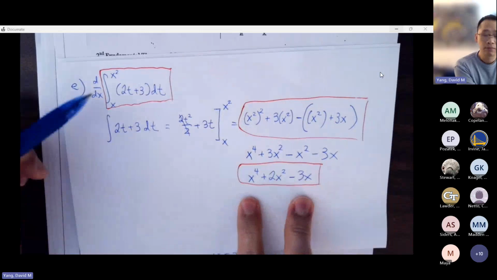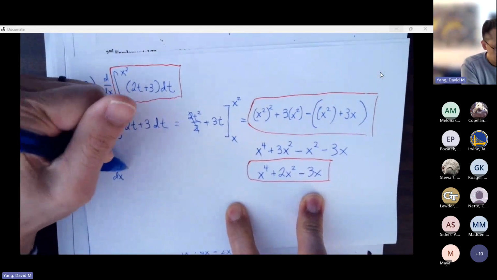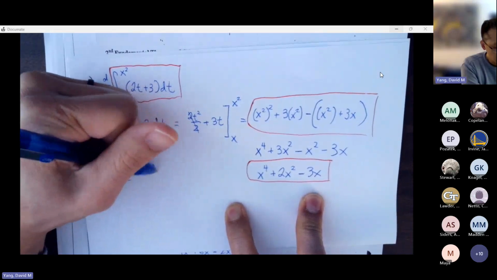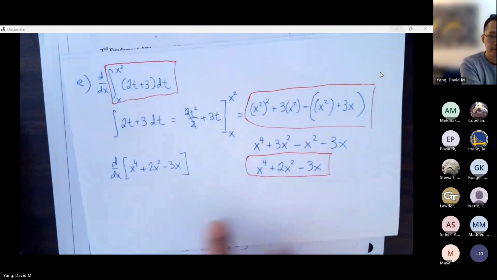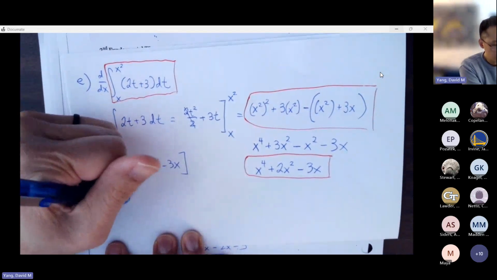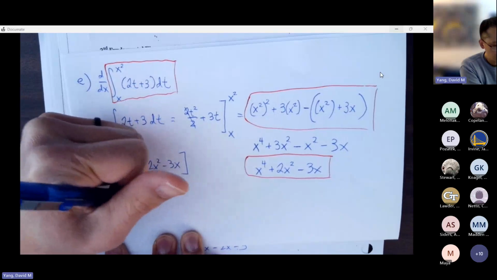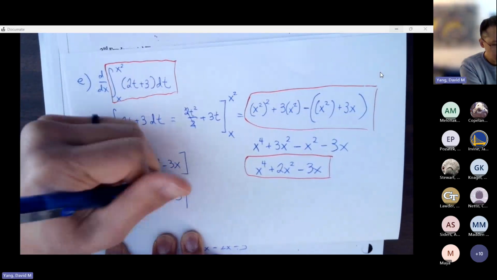So now let's turn around and find the derivative, right? If I want to find the derivative of this x to the fourth plus 2x squared minus 3x, power rule, x to the fourth becomes 4x cubed, 2x squared becomes 4x, and then minus 3x becomes minus 3.